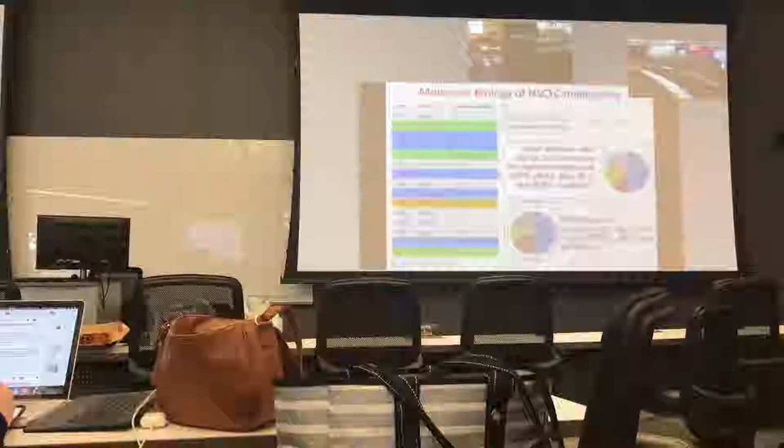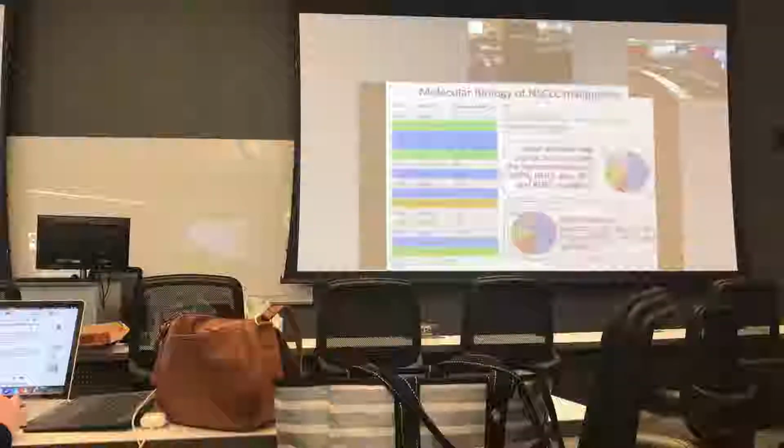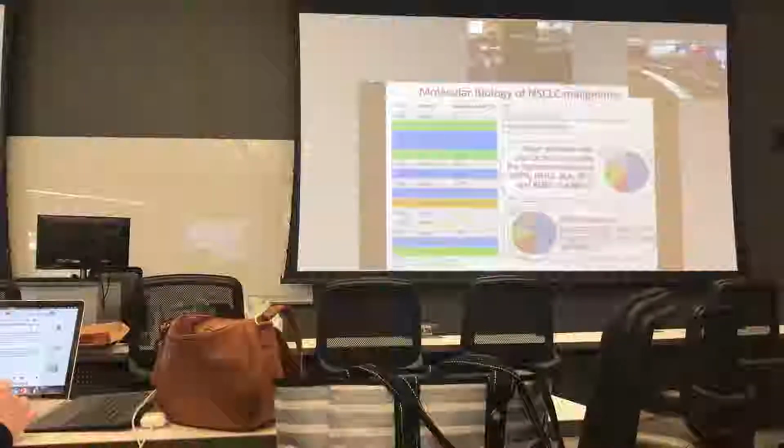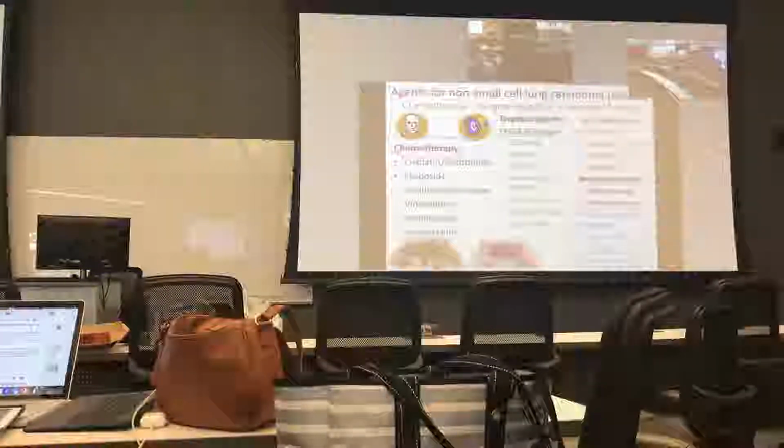So here it is on the pie. I know it doesn't look like a lot, but if you have a mutation that doesn't show up very often, that can be an indicator that when it actually does show up, that's what you have.